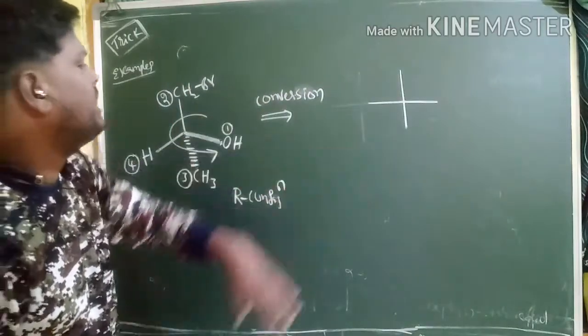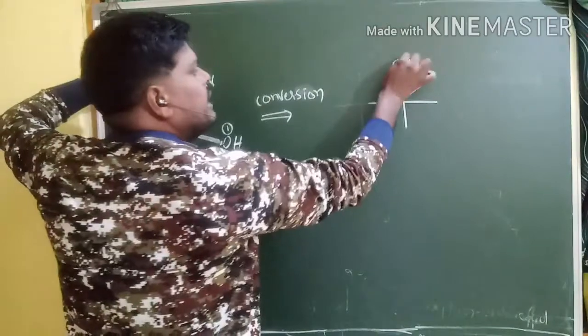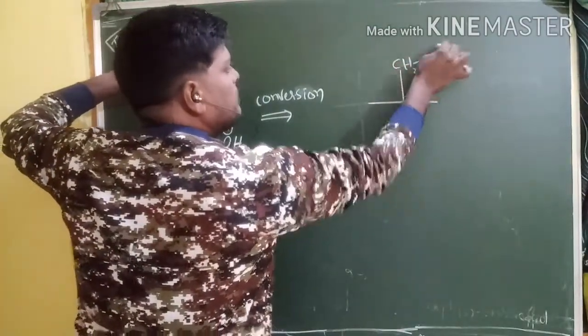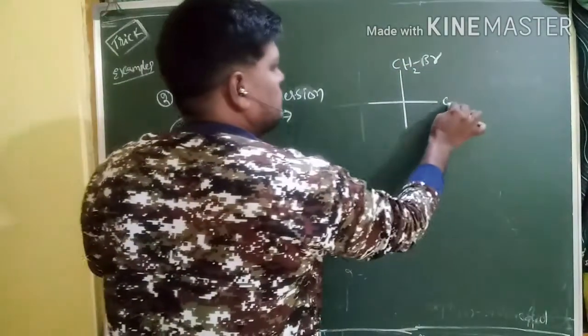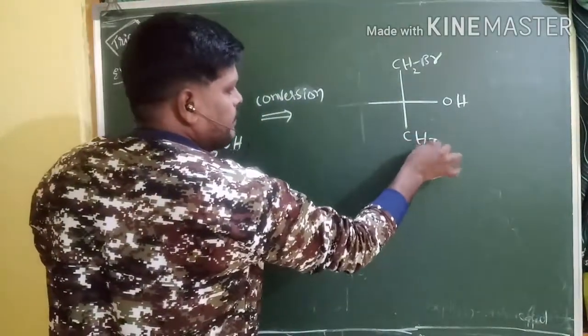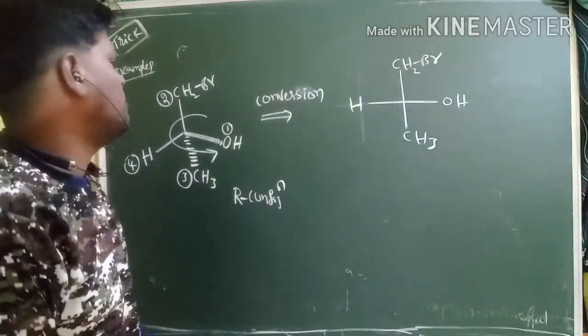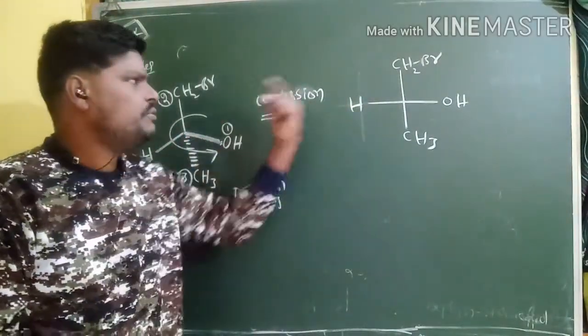Right. So next, convert to Fischer projection. Here CH2Br. Write down here CH2Br. Next OH. Next CH3. Next hydrogen. So this is the way to convert Wedge-dash to Fischer projection.